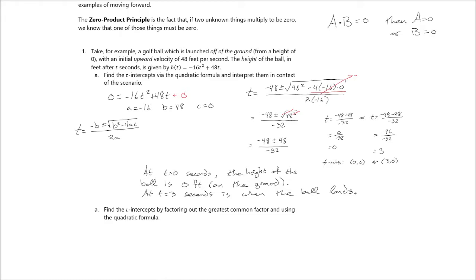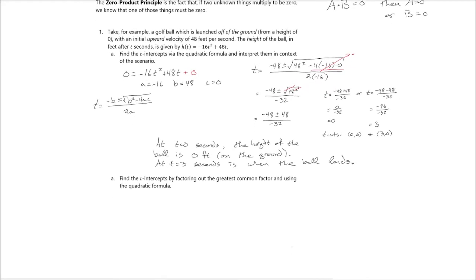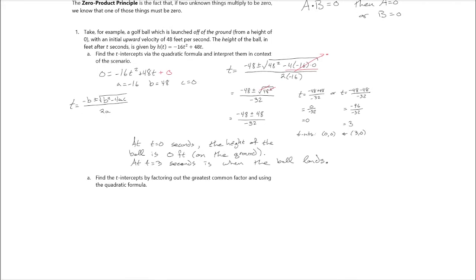But there's an easier way to do this, and the reason we did it using the quadratic formula is to show you how much we can appreciate this other method when it can be used. So we're now going to find the t-intercepts again. And these instructions are off. Fix this one second. There we go. It should say, find the t-intercepts of the same function by factoring out the greatest common factor and using the zero product principle.